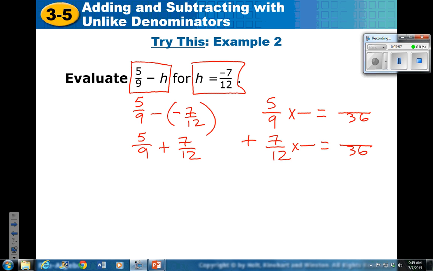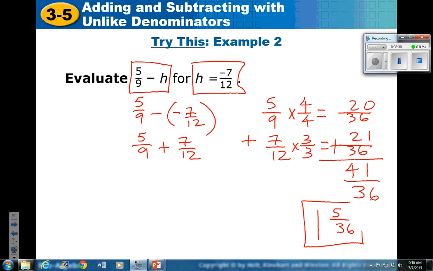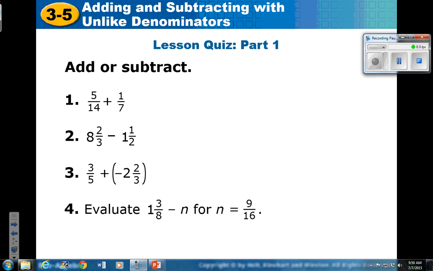So 9 times 4 is 36, 5 times 4 is 20, 12 times 3 is 36, and 7 times 3 is 21. We are adding here. So 20 plus 21 will give us 41 over 36, which we recognize is an improper fraction. There's 1 36/36 and 41 with 5/36 left over. So 1 and 5/36, and 5/36 can't be simplified, so we're done. Go ahead and pause so that you can work these problems on your own.